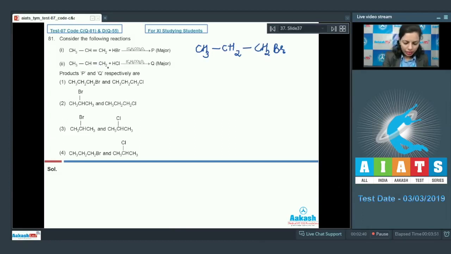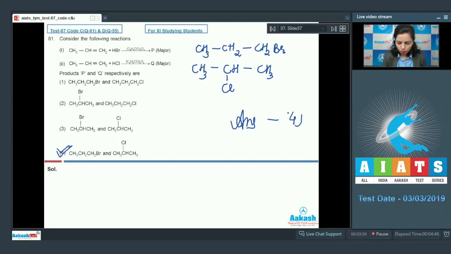Further, if I talk about the second case, here is also the peroxide. It means anti-Markovnikov rule should be followed, but no, it is not there because in case of HCl, Kharash effect is not applicable or the anti-Markovnikov rule is not applicable and it will follow simple Markovnikov addition and that results in the formation of CH3CHClCH3. It means the first product is 1-bromopropane and the second product Q is 2-chloropropane. Now, on the basis of this, we can easily choose the correct option, that is option 4. So the answer is option 4.